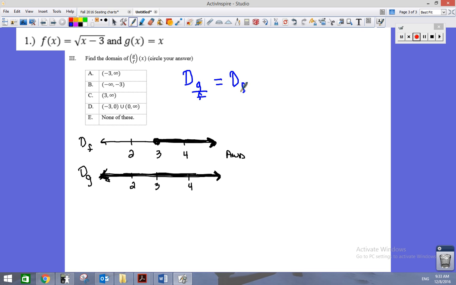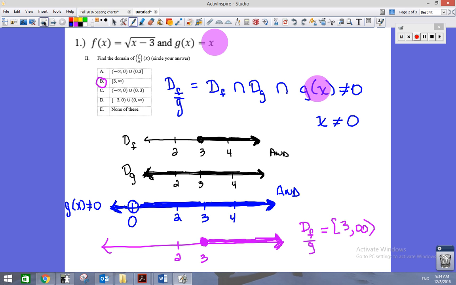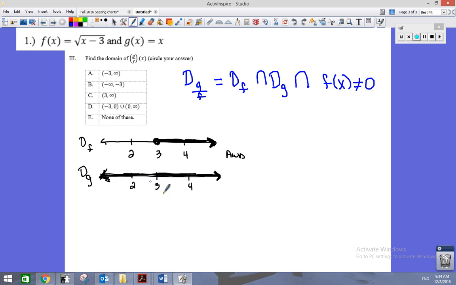It's going to be the domain of f intersected with the domain of g, intersected with, well, this f is now in the bottom, and we want to make sure that the output of f is not equal to 0. So just like last time, we added a third restriction here, and that all comes from keeping the denominator from being 0. So this time, I replace f of x with the square root of x minus 3. I'm trying to prevent this value from equaling 0.